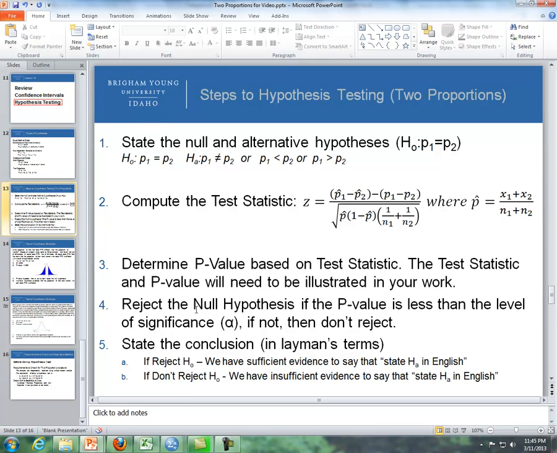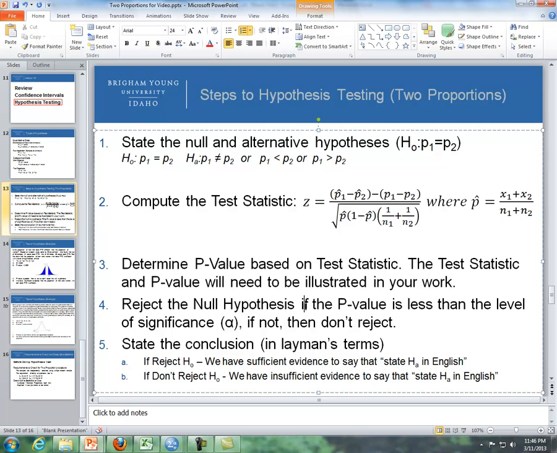And then step number 4 is, actually, before going into step 4, we'll also ask for the test statistic and p-value to be illustrated in your work, where you'll sketch the test statistic and shade the p-value. And then step 4 and step 5 are the same as before. If the p-value is less than the level of significance, we reject the null, and if not, then we don't reject the null. Okay, and then we state our conclusions based off of whether or not we reject the null hypothesis.